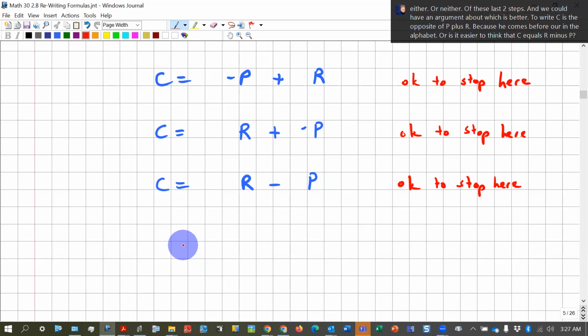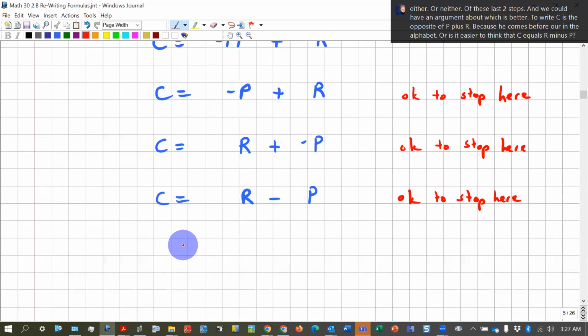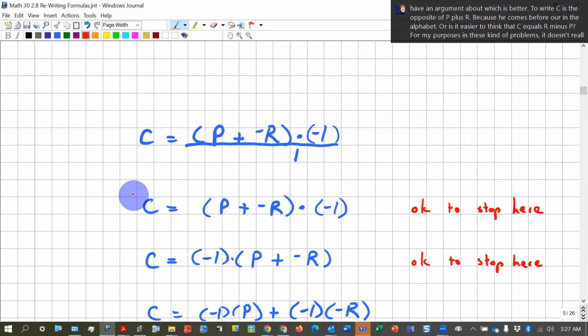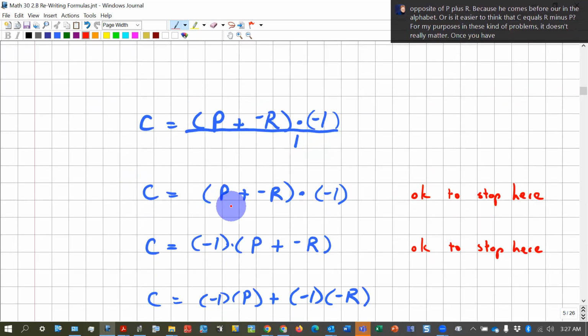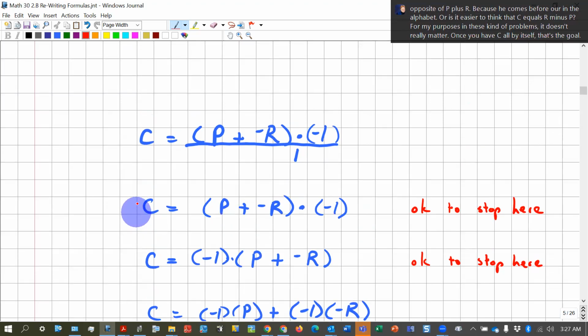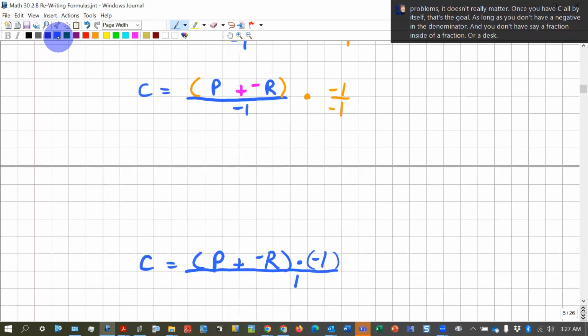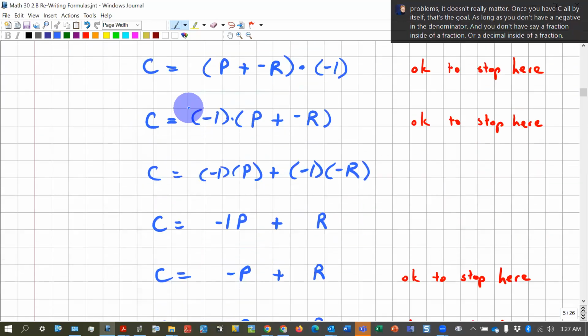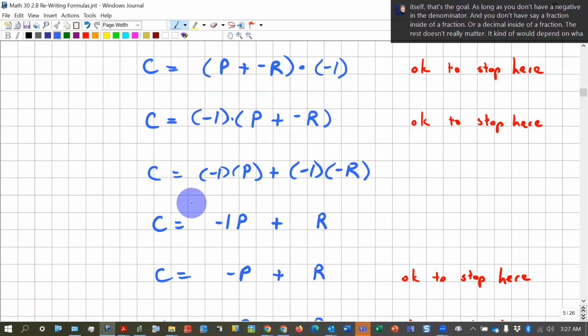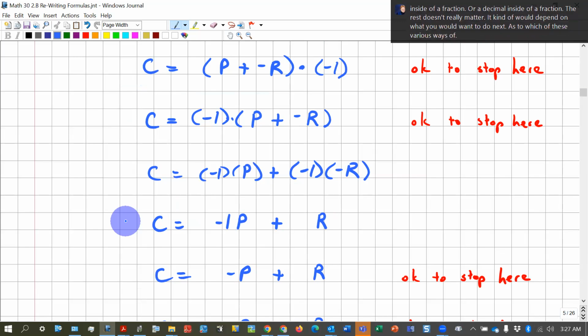For my purposes in these kind of problems, it doesn't really matter. Once you have C all by itself, that's the goal. As long as you don't have a negative in the denominator, and you don't have, say, a fraction inside of a fraction or a decimal inside of a fraction, the rest doesn't really matter. It kind of would depend on what you would want to do next as to which of these various ways of writing the answer you might prefer.